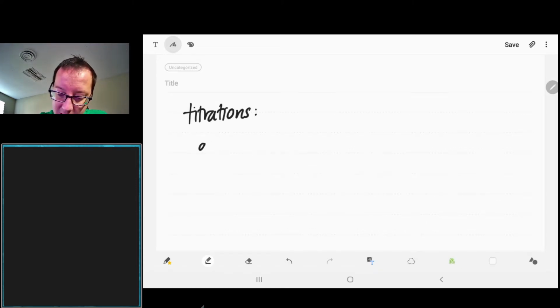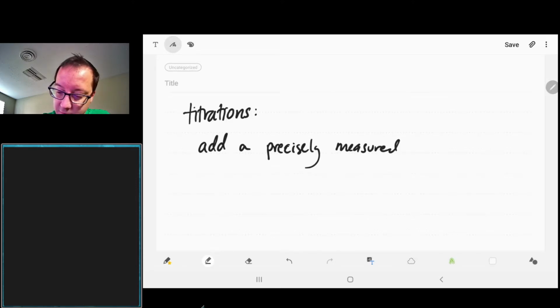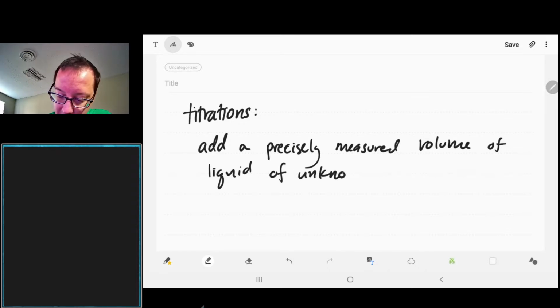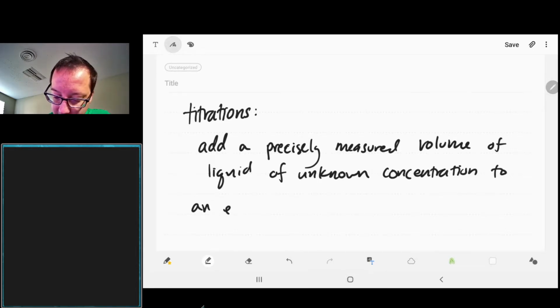Titrations are where you add a precisely measured volume of liquid of unknown concentration to an exact volume of known concentration.